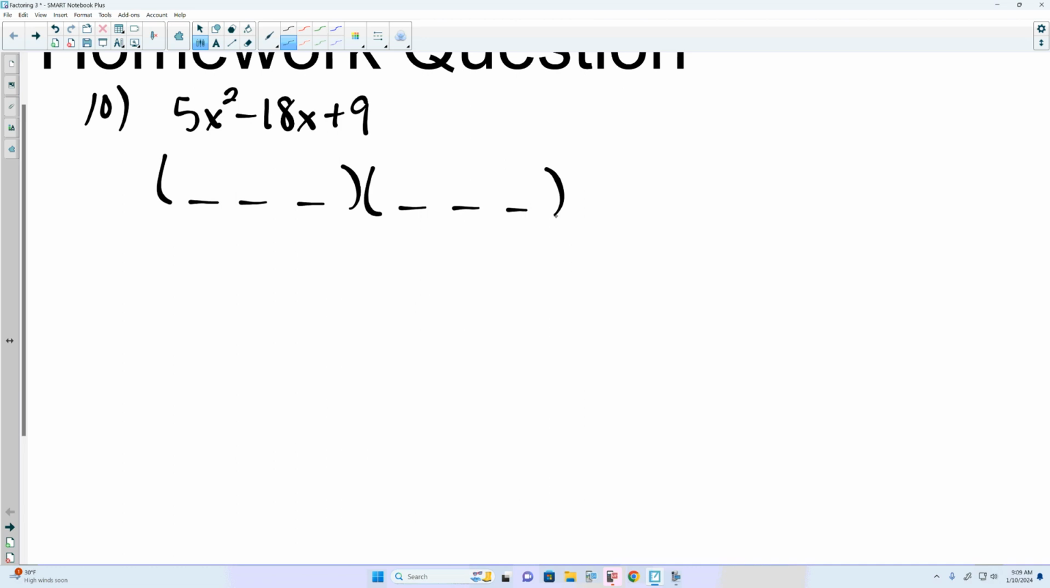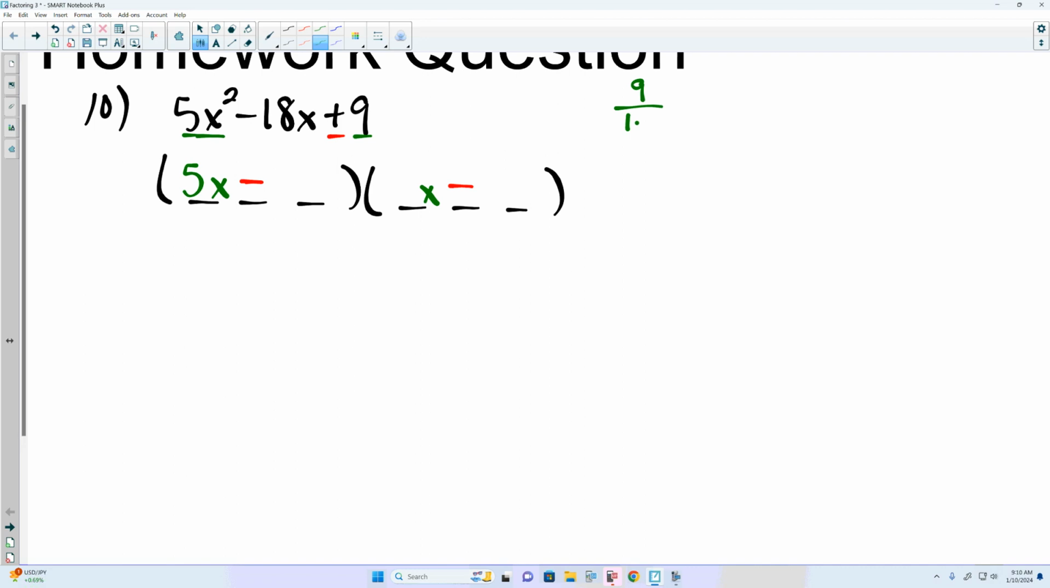So 5x squared minus 18x plus 9. Two sets of parentheses with 3 spaces. Now for this one here, since the third term is positive, our signs are the same and match the sign in the middle term. So negative and negative. All right, guys. So here we go. Factors of the first term, we would have x and x, 5 and 1. There's only one set of factors.